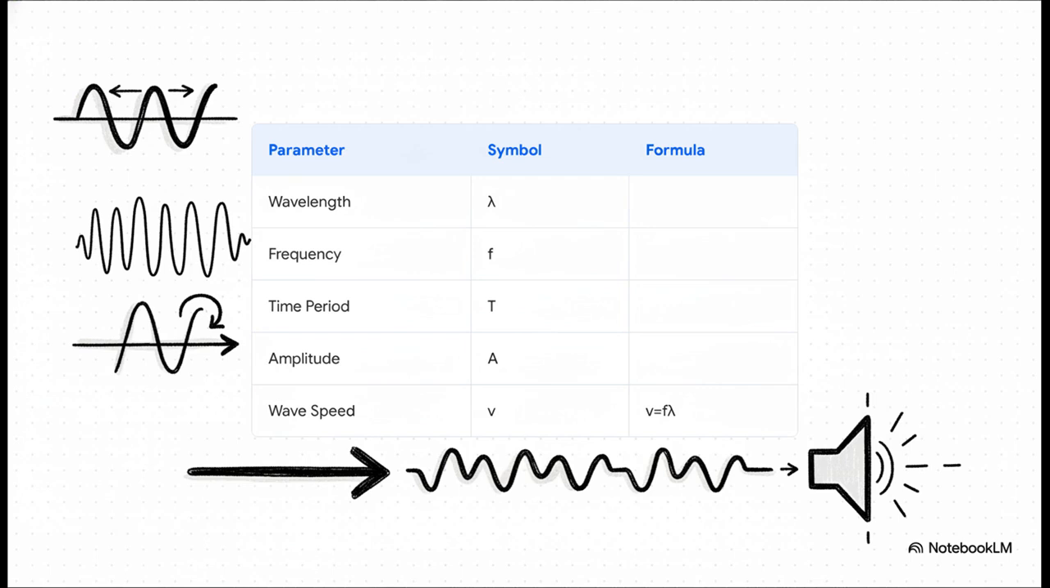The time period is simply how long it takes for just one complete oscillation. Now, the sheer height or the physical intensity of that wave is its amplitude. And tying the whole thing together is the golden rule of wave propagation, wave speed. That velocity simply equals frequency times wavelength.